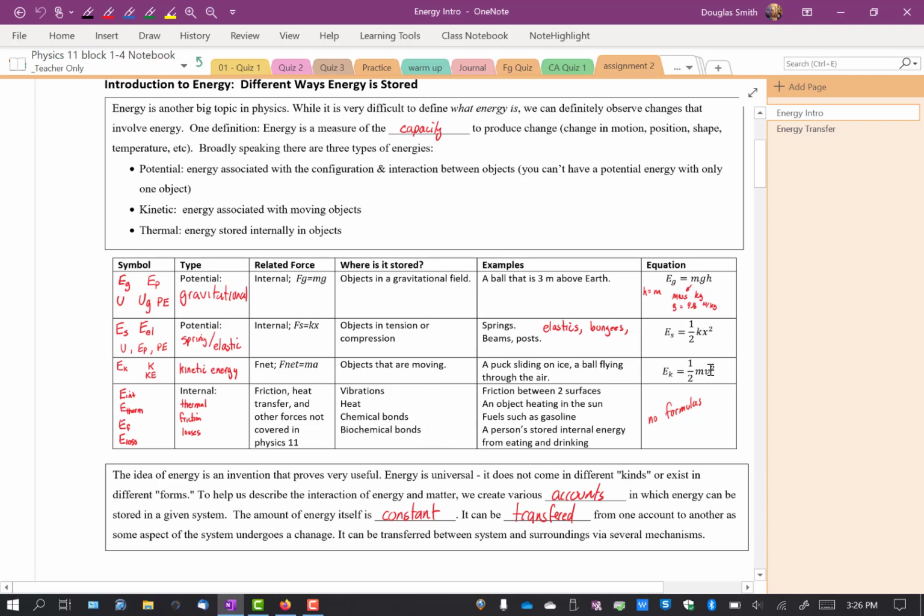Three of these energies we have equations for. So we have Eg equals mgh for gravitational energy. So m is mass, g is gravitational field strength, and h is the distance between the object and the reference point it's being calculated from.